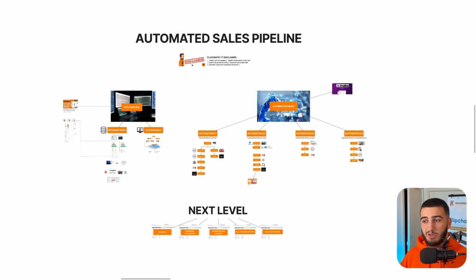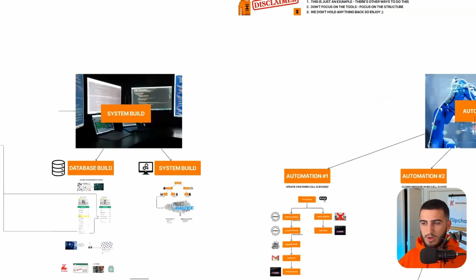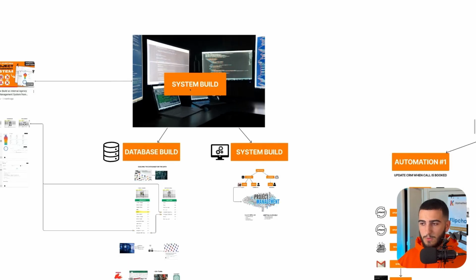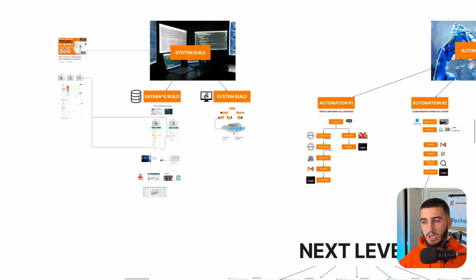The way this video is going to be split is into 2 different sections. We have the system building section, and then we have the automation side of things. Obviously, we're going to get started with the system build. And for this, we need to plan out what we're going to be building. The best way to do that is to get started with the database.